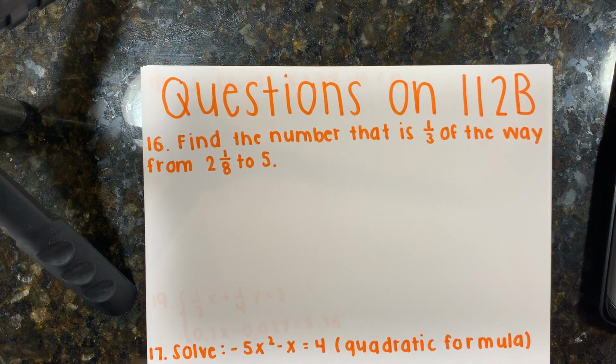Today we're going to be going over your questions for lesson 112, part B, starting on number 16. Number 16 says find the number that is 1/3 of the way from 2 1/8 to 5.